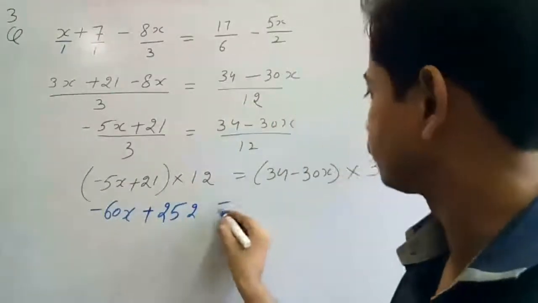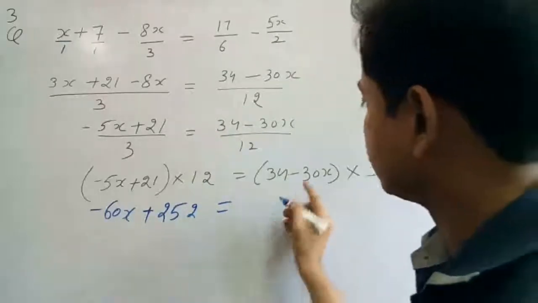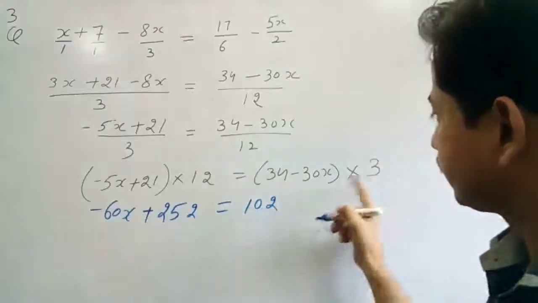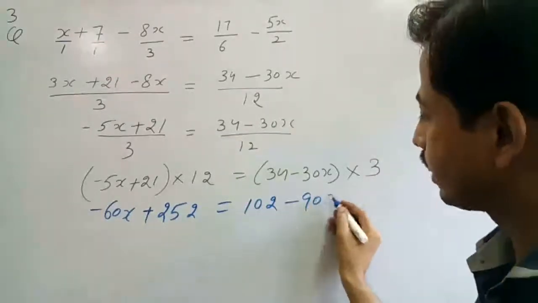Do the same. 3 into 34. 3 fours are 12, carry 1. 3 threes are 9, and 1, 10. 3 into 30, we get 90x.